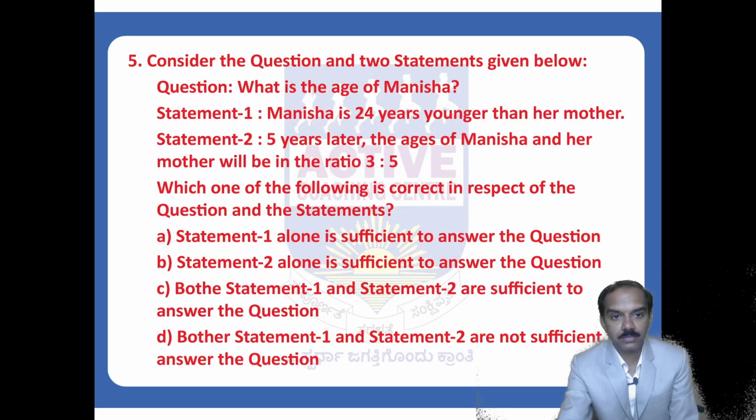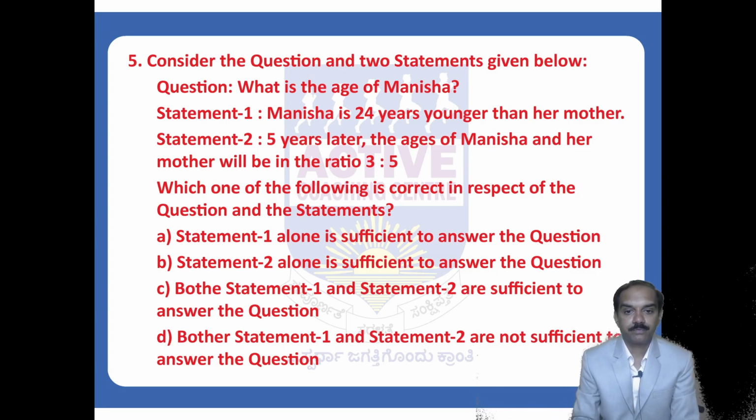Here is your next problem. Consider the question and two statements given below. What is the age of Manisha? Statement number 1 says Manisha is 24 years younger than her mother. Statement 2 says 5 years later the ages of Manisha and her mother will be in the ratio 3:5.